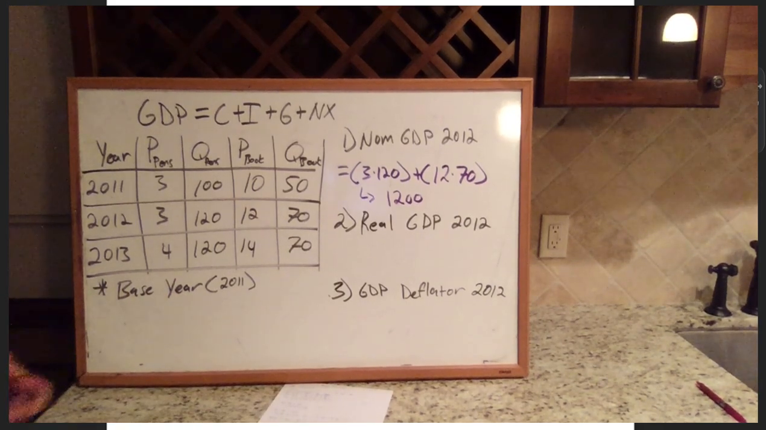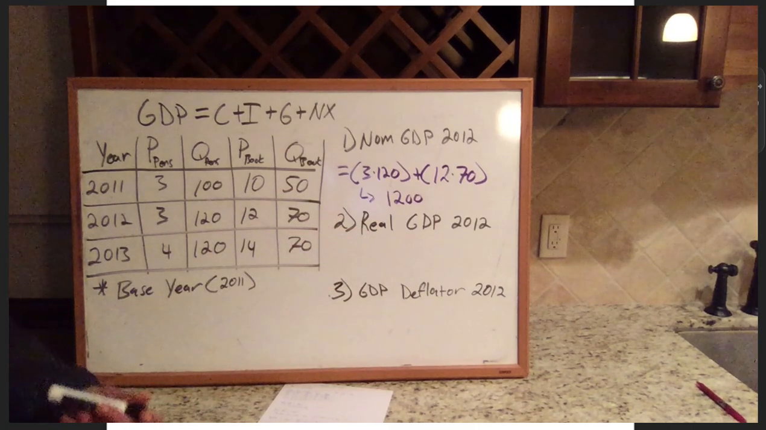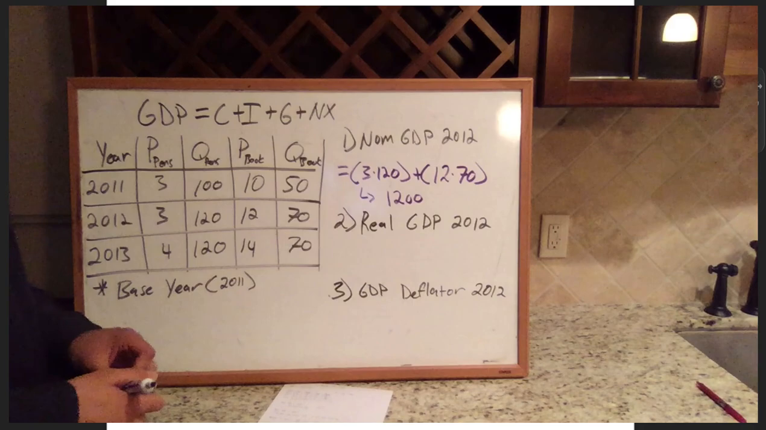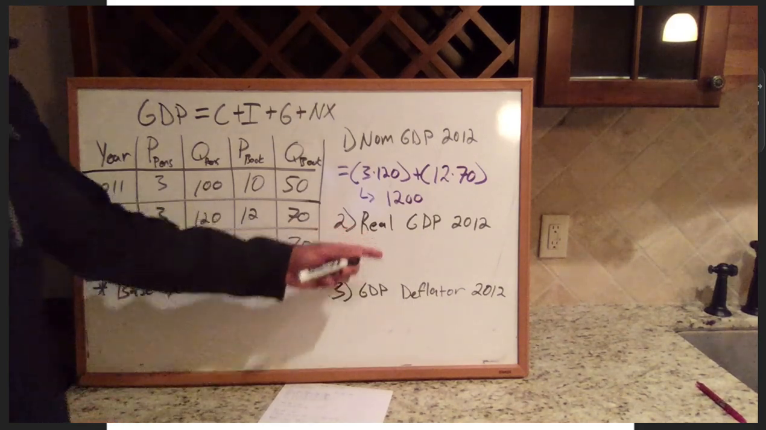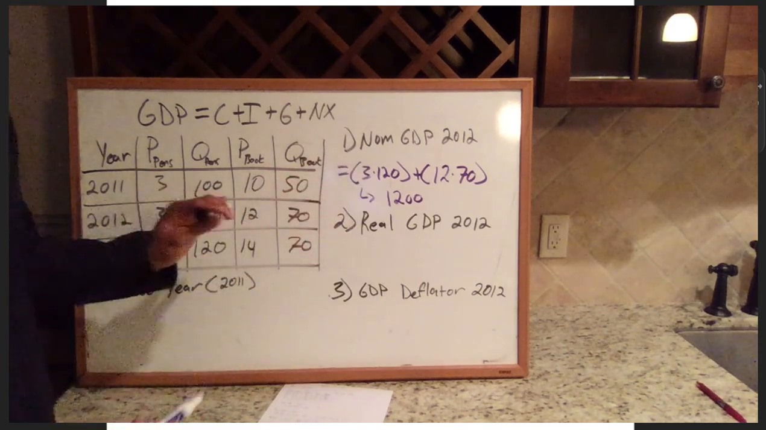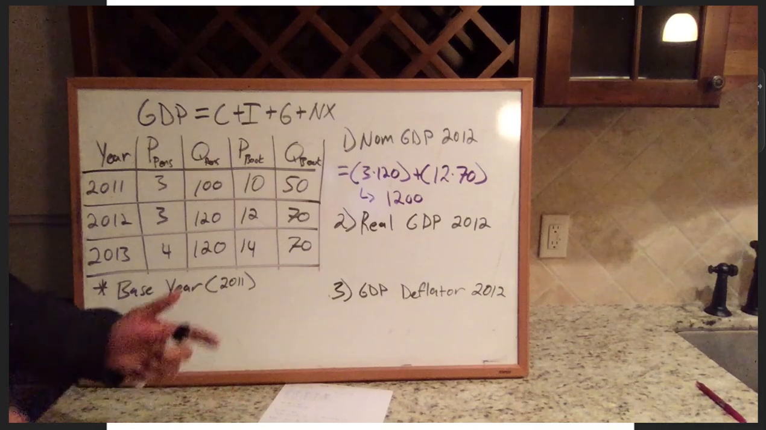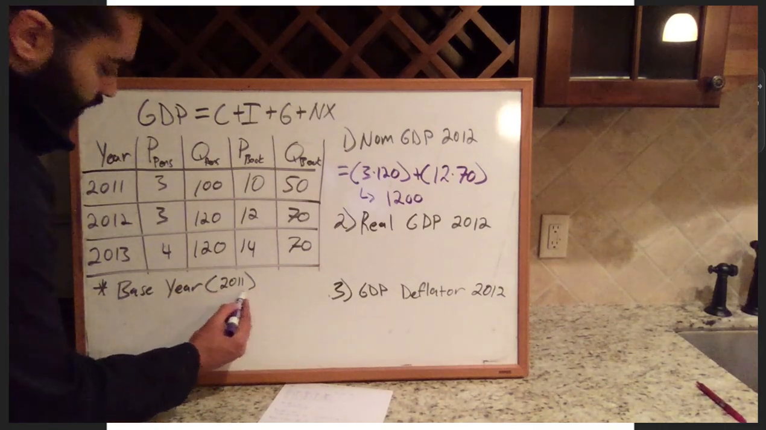Now for the second question, your real GDP for 2012. So now when we look at real GDP, the whole goal is to keep prices constant. So real GDP is a change in output. That's what it measures. Nominal GDP is just using current prices and current quantities. Real GDP, we hold price constant.